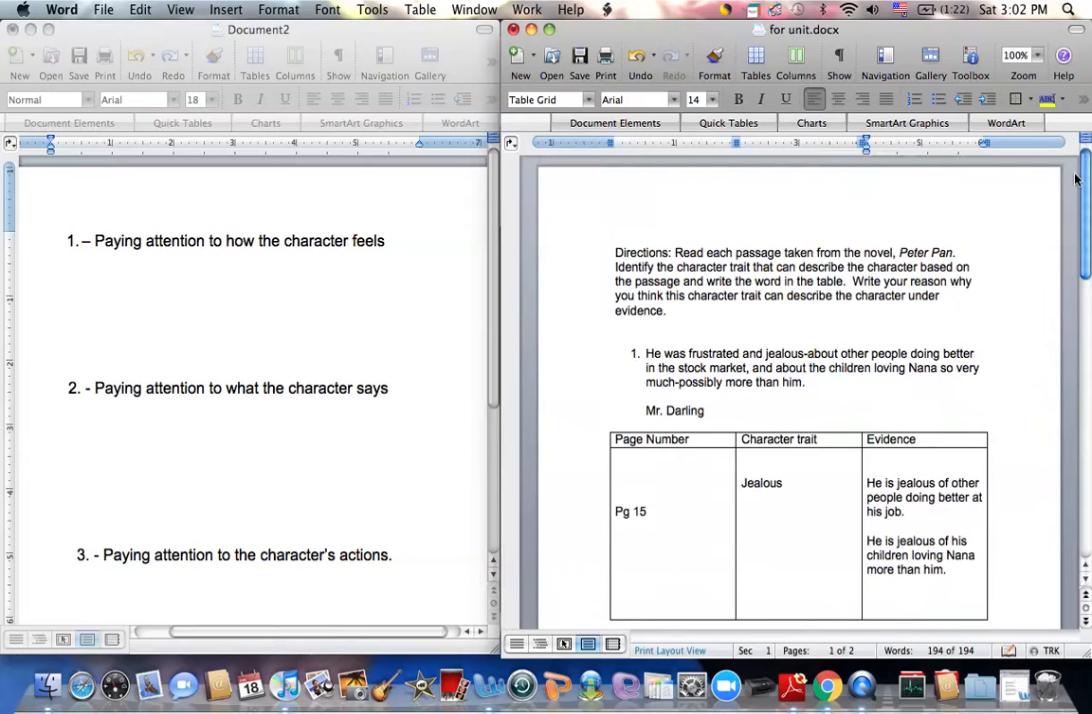Remember, when we are figuring out character traits, we're looking at how characters feel throughout the novel, what the character says, and what the character does. Tomorrow you will be filling out a worksheet that is very similar to this. It will have different passages from Peter Pan, and you will have to identify the character trait describing the character and your evidence to support your claim. Now you can use direct quotes and you can paraphrase as well.